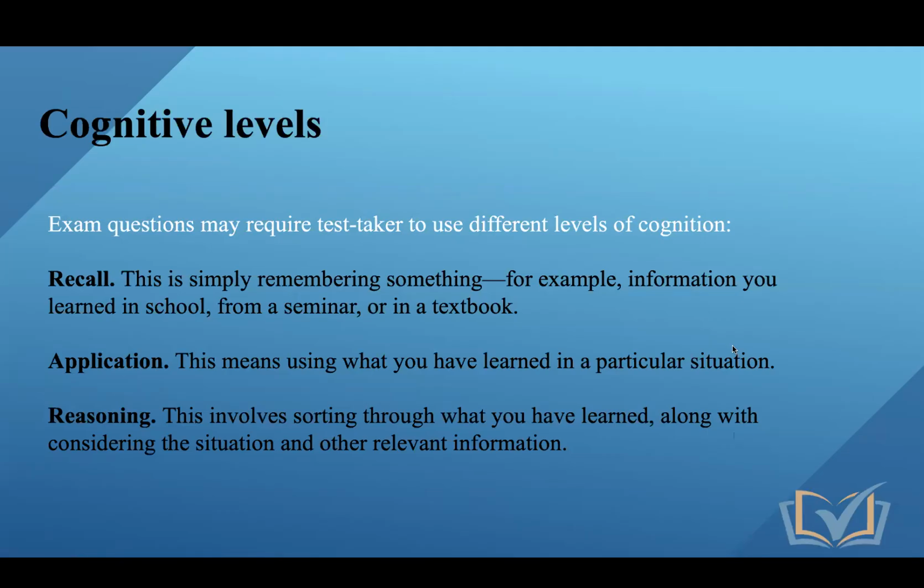Cognitive levels. Exam questions may require test takers to use different levels of cognition. You're going to have 3 types of questions in the exam: recall, application, and reasoning. Recall questions are simply remembering something, for example, information you learned in school, from a seminar, or in a textbook. Application questions mean using what you have learned in a particular situation. Reasoning involves sorting through what you have learned along with considering the situation and other relevant information. So these are the 3 types of questions you're going to have on the exam.